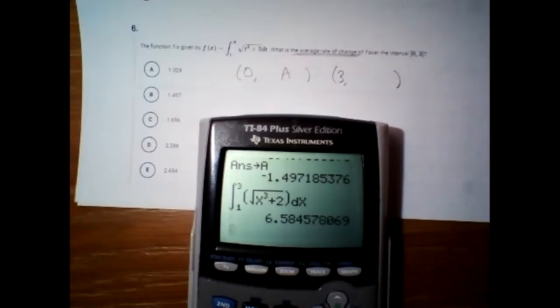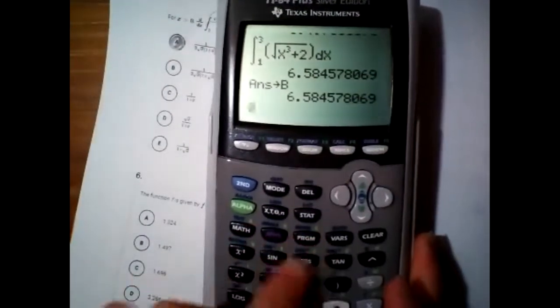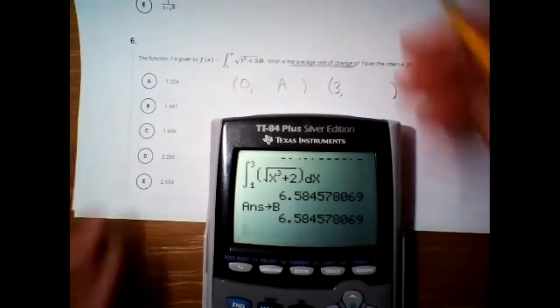So I'm going to store that one as alpha B. So I'm going to do store, alpha B. And if you look at the green letters above all of these, you have access to the whole alphabet. I just typically use A and B for everything, or C if I need to.